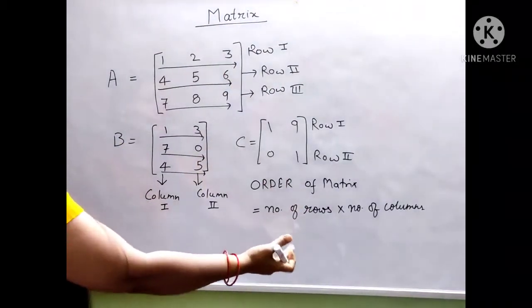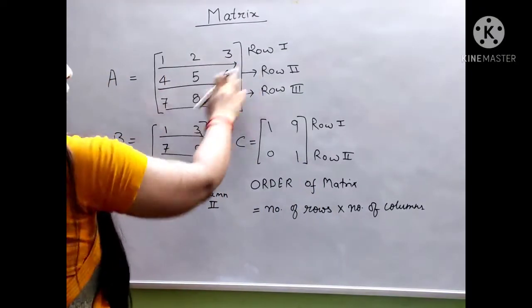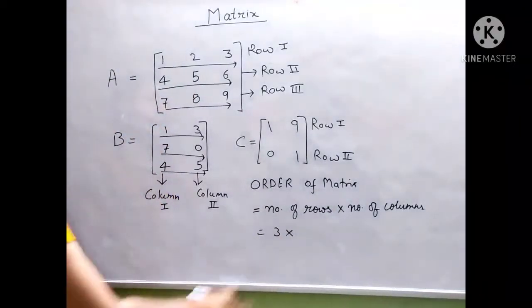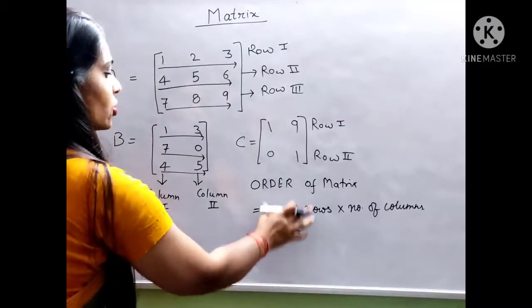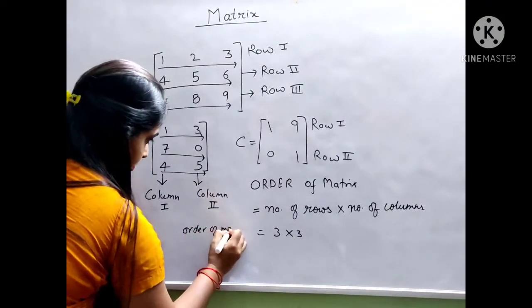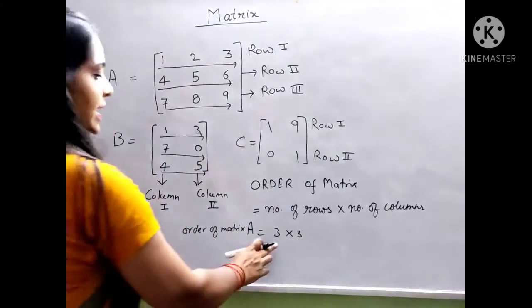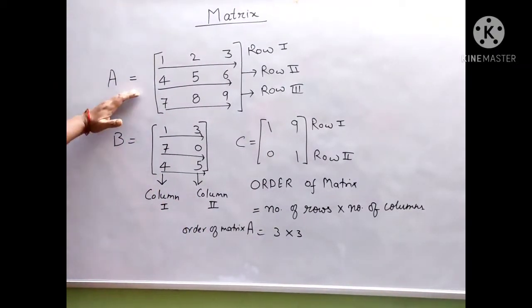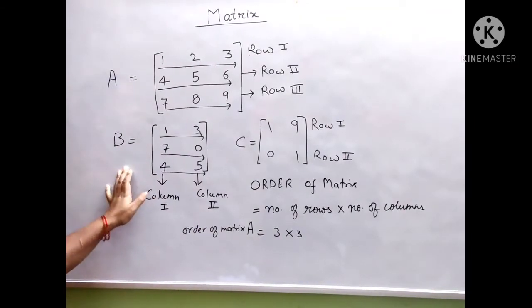Suppose I want to check the order of matrix A. How can we find the order of the matrix? We write down the number of rows. In A, how many rows are there? 3. And you put a multiply sign here, then the number of columns. How many columns are there? 3. So this is the order of matrix A. We read it as 3 by 3 matrix.